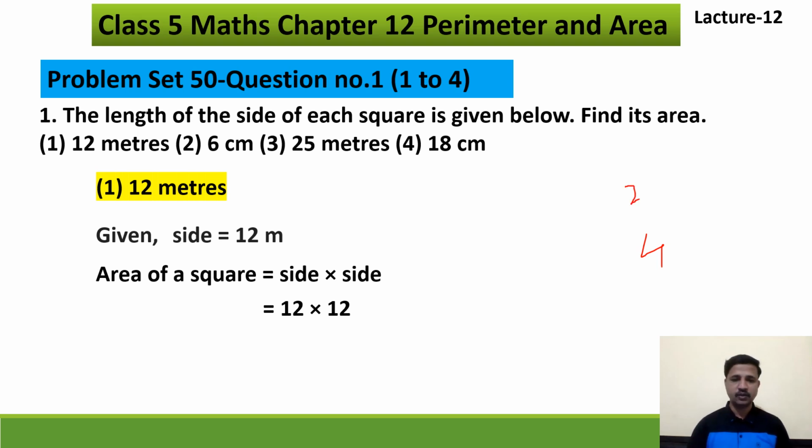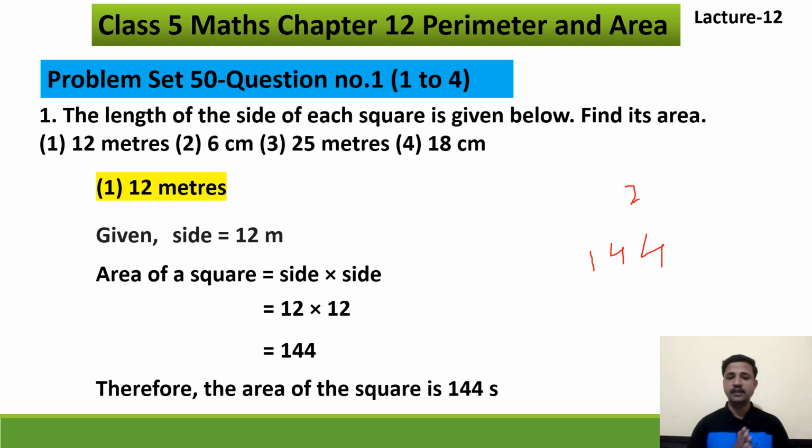12 ones are 12, 12 plus 2, 14. The answer is 144, 144 meter. Therefore, the area of the square is 144 square meter. Correct?